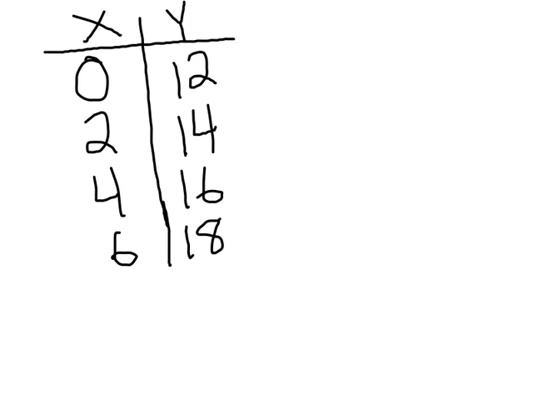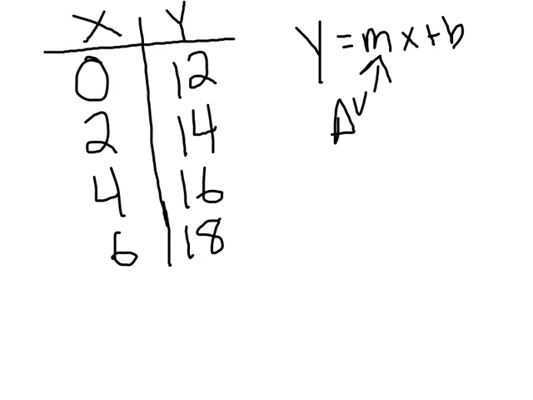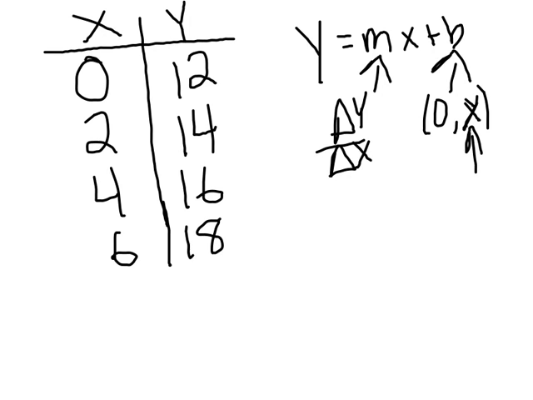To write an equation from a table, you just have to follow a couple of steps. Now keep in mind that we are writing linear equations, so we're writing them in the form y equals mx plus b, where m is the slope of the line, which is the change in y divided by the change in x, and b is the y-intercept, or the point (0, y), where the value of y is the y-intercept. Okay, let's take a look.